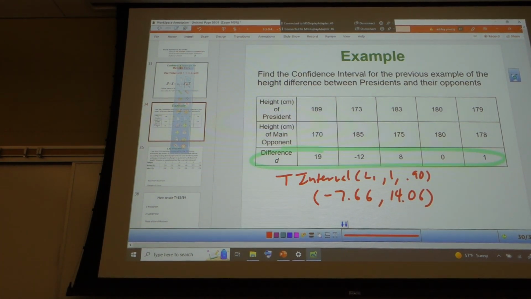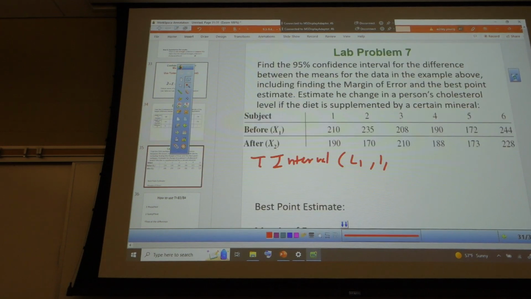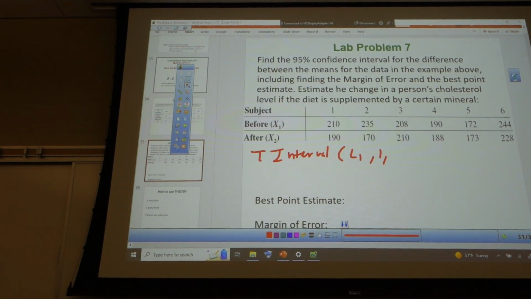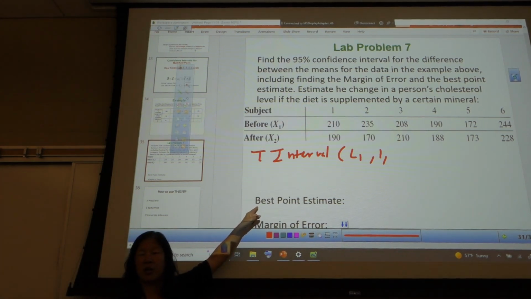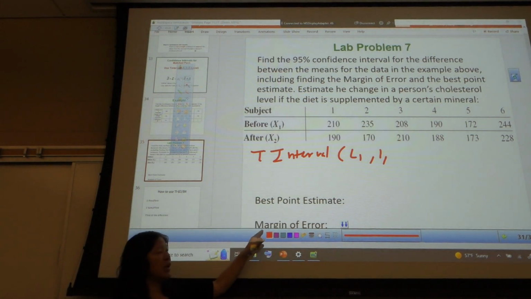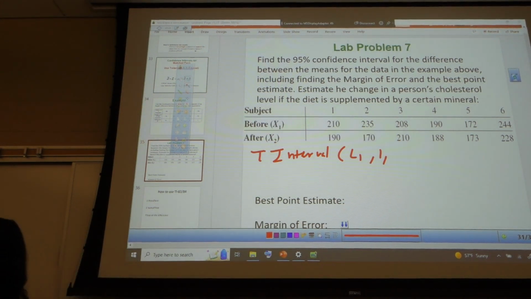So I'd like you folks now to do the same thing. And like I said, it's already in your list 1. So it makes it super straightforward and super easy to do this. So go ahead and find your interval. The tricky part is going to be these two things here. Give me the best point estimate, if you all can remember what the best point estimate is, and what the margin of error is. So I'll give you folks a few minutes to work on that.